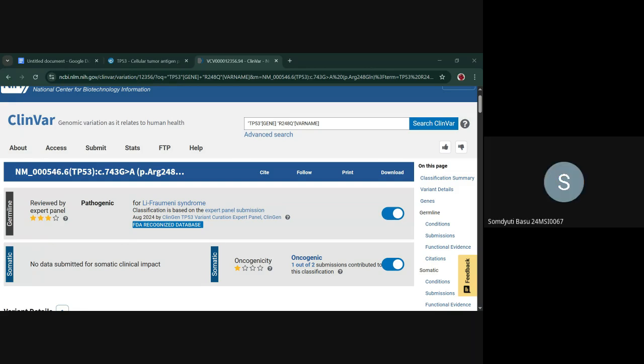Germline means it is involved with gametes, like for males it's the sperm and for females it's the ova. And somatic is the body cells, like every other cell. Exactly. You're absolutely right. So that's exactly what germline and somatic mean.